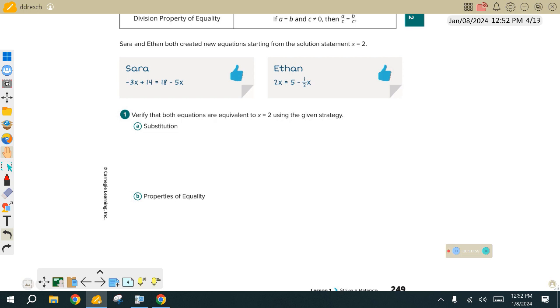Negative 3x plus 14 equals 18 minus 5x. Now, it's saying it wants to verify that both Sarah and Ethan are coming out to get both solutions that x equals 2. So they told us the answer is 2. Let's check to make sure we're getting x to be 2 here. Or did we do something wrong? Or did Sarah and Ethan do something wrong? So we're checking to see if we get a 2 out of that.